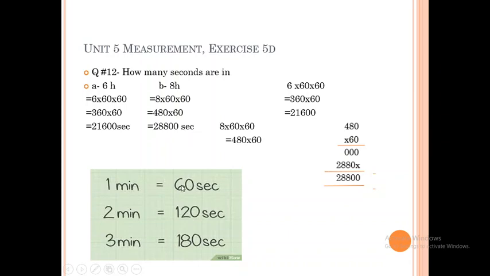See, for the table of 60, you can read the table of 6 and write 0 on the right hand side. 6 1s are 6, 6 2s are 12, 6 3s are 18. Just put a 0 here. It will be the table of 60.